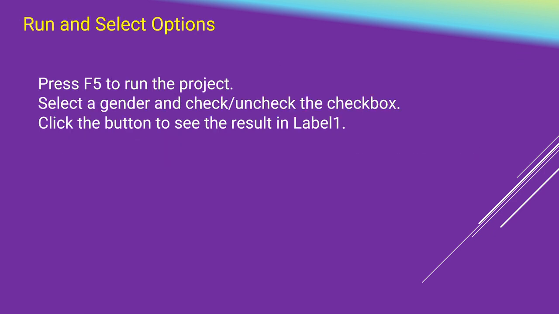Now it is time to test our application. Press F5 to run the project. Once it loads in your browser, select a gender by clicking on one of the radio buttons and check or uncheck the subscribe to newsletter checkbox. After making your selections, click the button. You should see a message in label 1 displaying your selected gender and whether you are subscribed or not. This confirms that our radio button and checkbox functionality is working as intended.